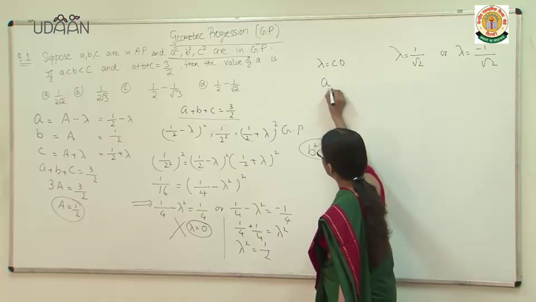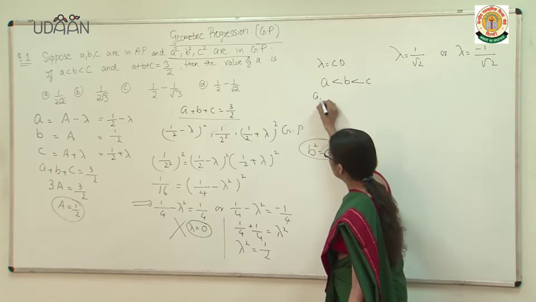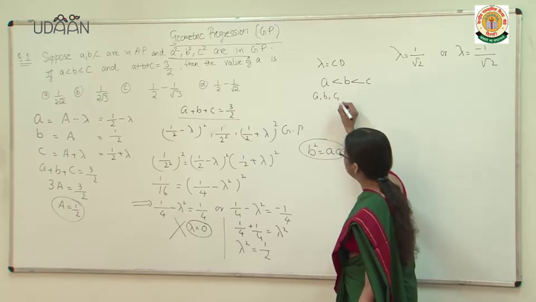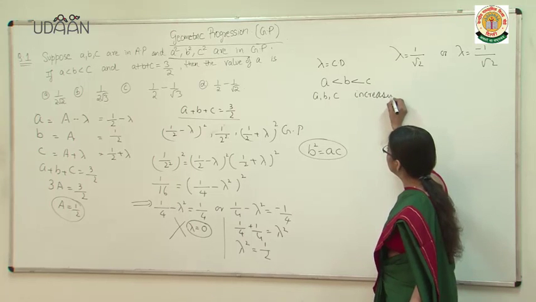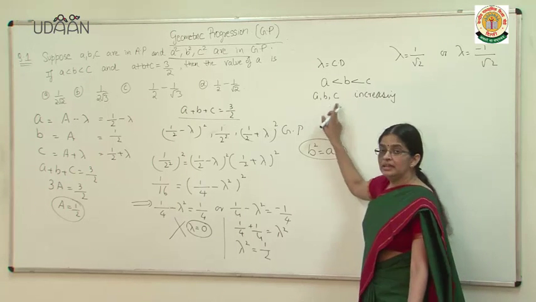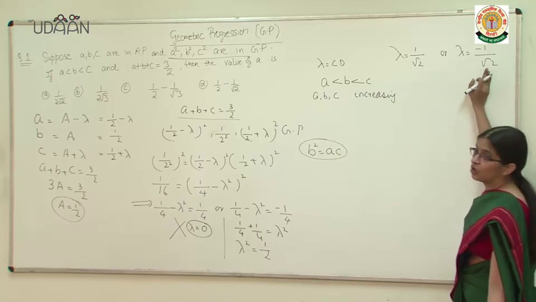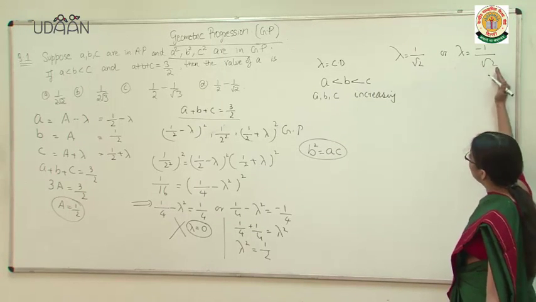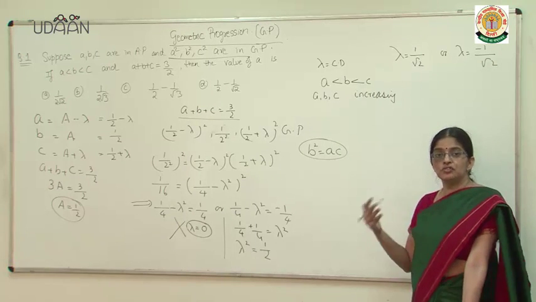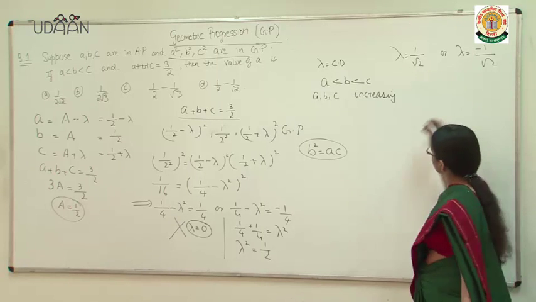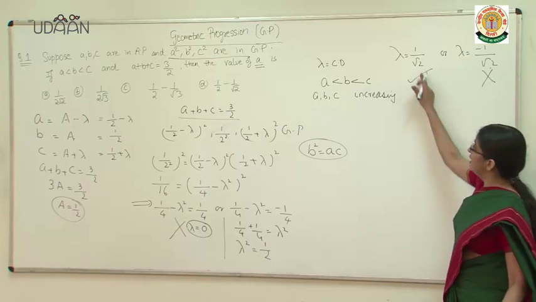It is given A is less than B less than C. That means, what can you say about the sequence ABC? This sequence is an increasing sequence. ABC is an increasing sequence and you are getting two values for lambda, the common difference. One is positive and the other is negative. Since the sequence is increasing, tell me, which value will you take, positive or negative? Minus 1 by root 2 is being rejected. So the possible value of lambda is 1 by root 2.